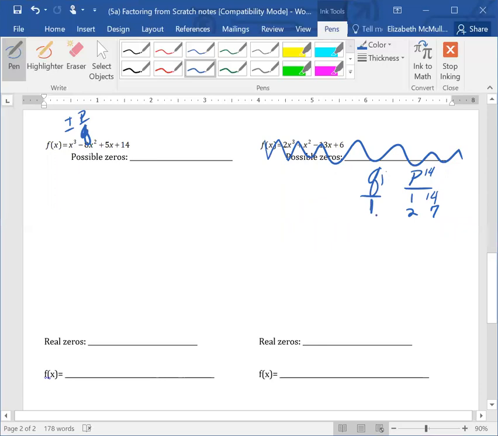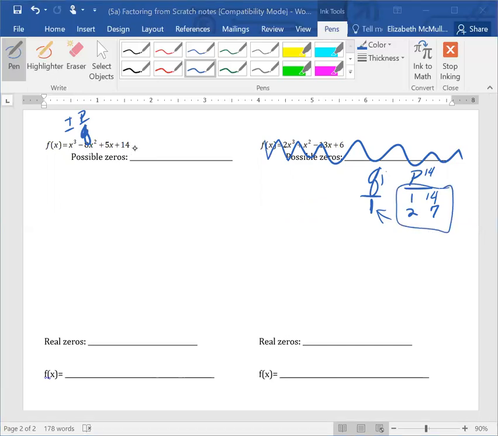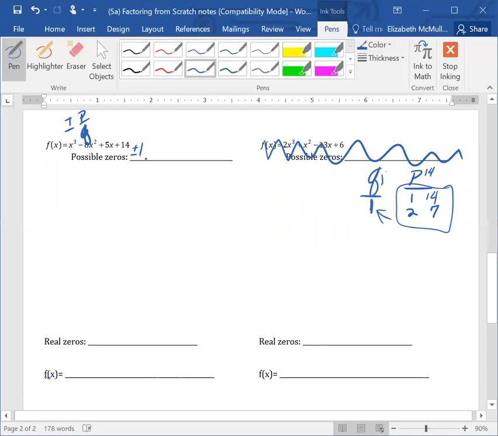All right, so plus or minus P divided by Q. Our Q is 1. So all of our real possible zeros are just going to be these numbers, because anything divided by 1 is itself. So plus or minus 1, plus or minus 2, plus or minus 7, and plus or minus 14. All right, now we need to do our division. Put up our box, our coefficients. I have 1, I have -8, I have 5, I have 14.